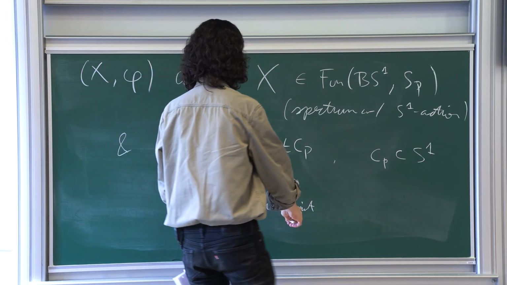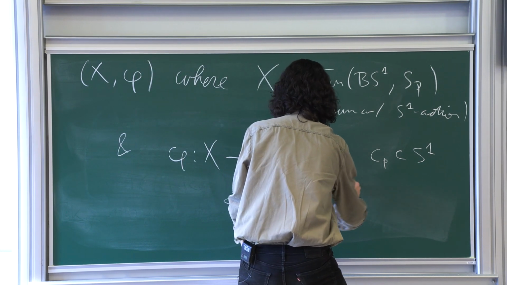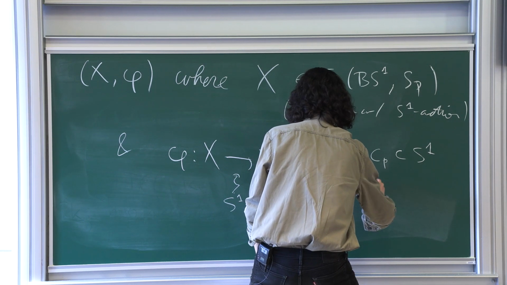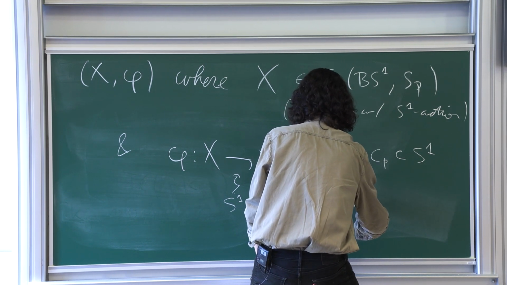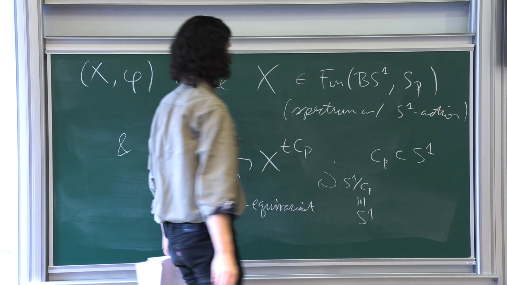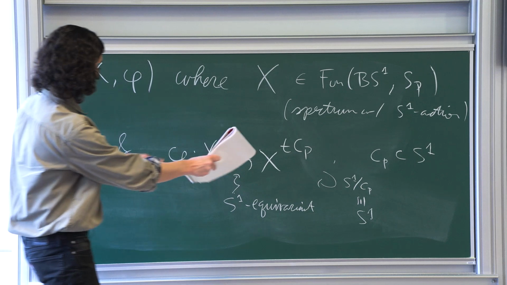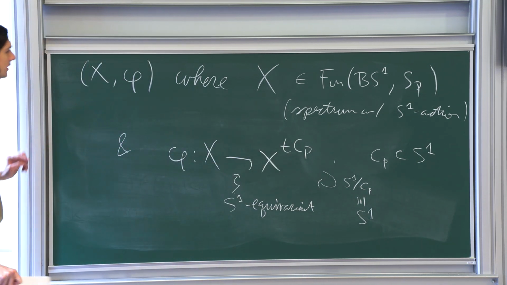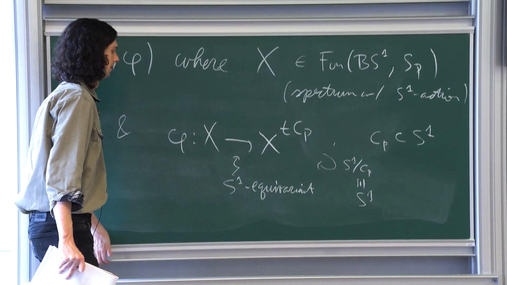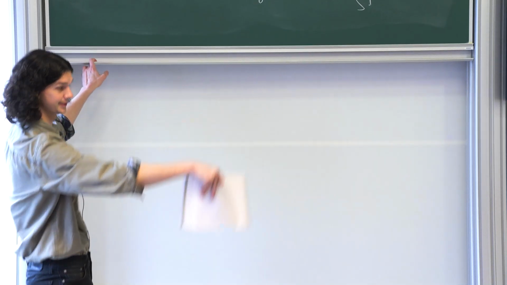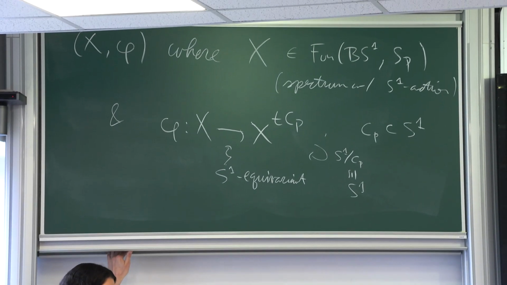In principle, this one doesn't have an action of S1. It has an action of S1 modulo CP. But there's a canonical identification of that with S1 by the multiplication by p map on S1. So then it makes sense to ask that this be S1 equivariant. And that's the structure that was in play here.